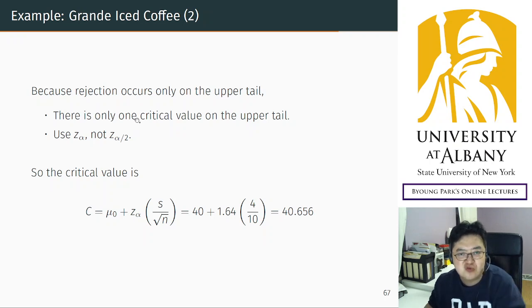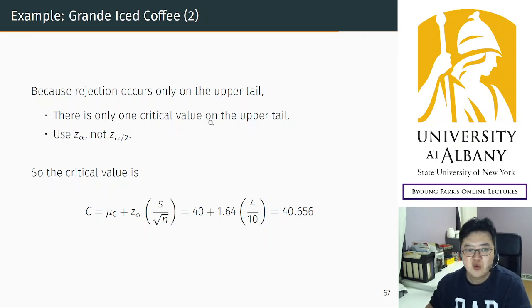So there are two differences from the two-tailed test case. First, there is only one critical value, which is on the upper tail, because we reject on the upper tail. And second, you have to use z of alpha, not alpha over 2. So remember these two differences, then the critical value is calculated this way. First, you should use plus here, and you should use z alpha here. So those two are the differences.